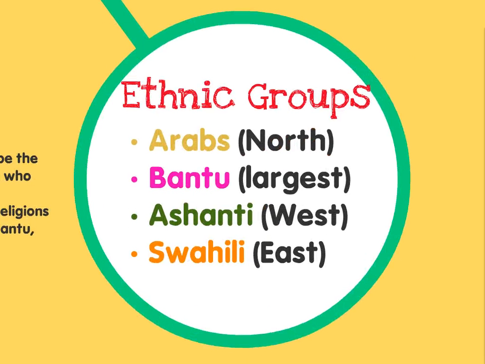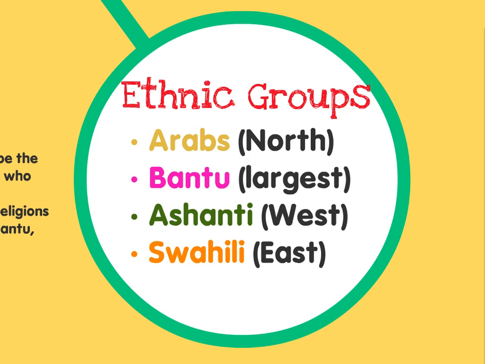Now, there are 4 ethnic groups that we studied in Africa. First of all, there's the Arabs who live in North Africa. Their culture is almost identical to the culture of Arabs that are in Southwest Asia. We have the Bantu. The Bantu is the largest overall group, although they're more of a language group than an ethnic group. We find the Bantu all throughout Central and Southern Africa.